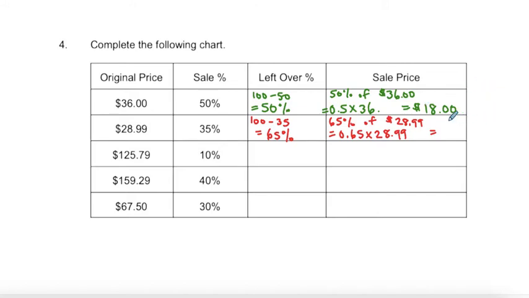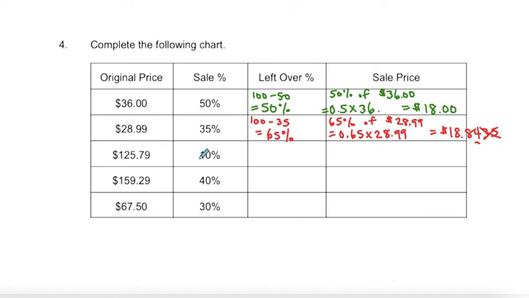And that gives me an answer of $18.84. So it really gives me $18 and 8435, but I can only keep 2 decimal places, and because this is a 3, then it's just $18.84.